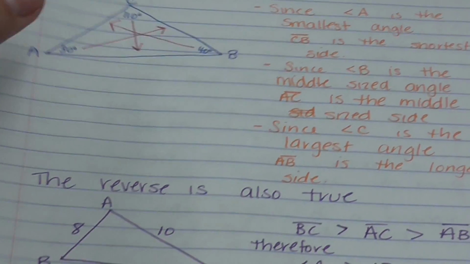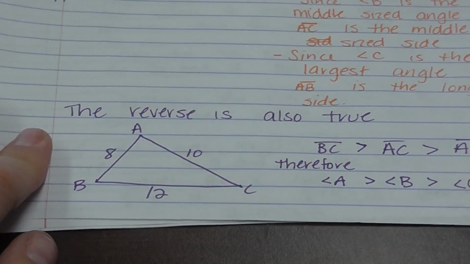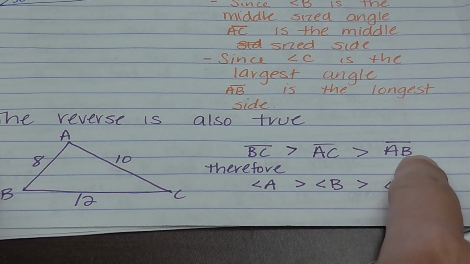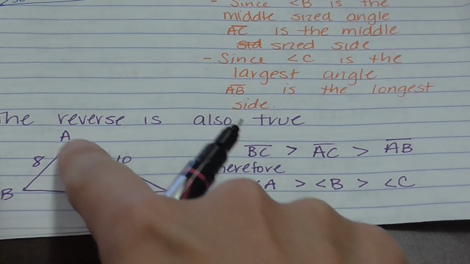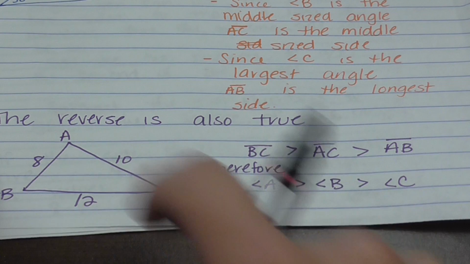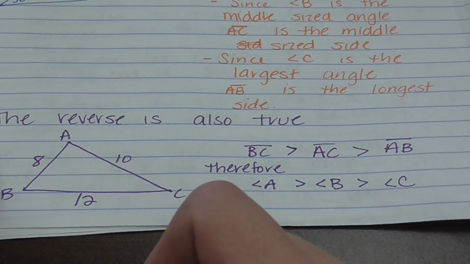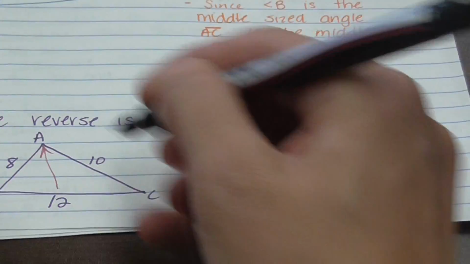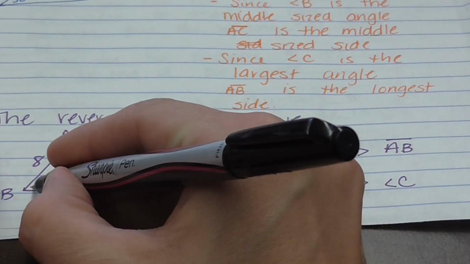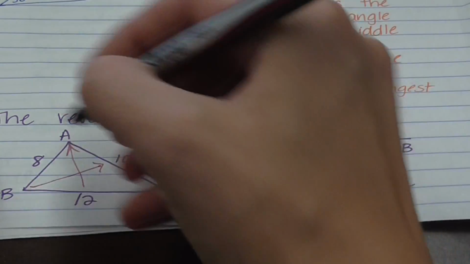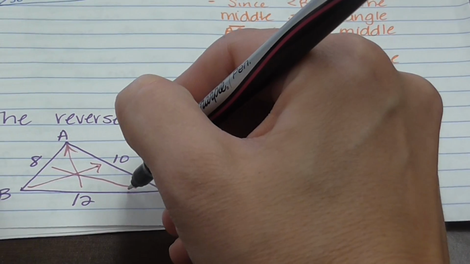So the reverse is also true, all right? For something like this, you can put the sides in order, largest to smallest. BC is the largest, AC is the second largest, AB is the shortest. So the opposite angles are going to be in that order. Angle A is the largest. Angle B is opposite, that's the middle size. Angle C is the smallest.